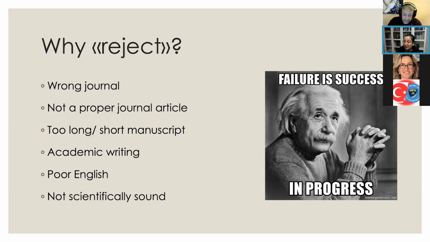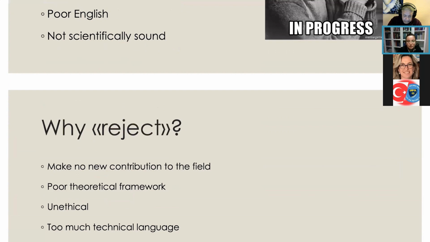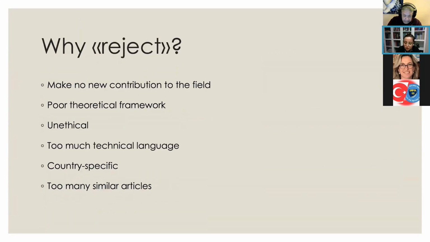Your academic writing may be problematic throughout the paper. The language proficiency, again, throughout your paper may be poor. So you may need to get your paper proofread by another, maybe, I don't know, native speaker or a professor. And also your study may not be scientifically sound, right? Yeah, that can also be another reason. Of course, there are some other reasons for rejection.